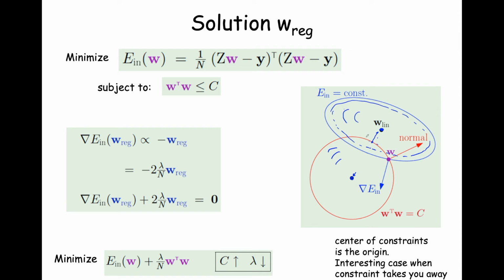Now, of course, we said that this red normal to this constraint is pointing outward, and this blue normal for the gradient of En is orthogonal to the contour line associated with En equals some constant.